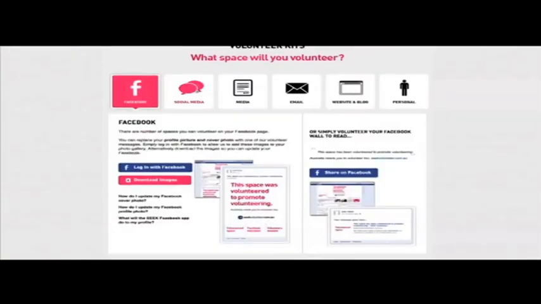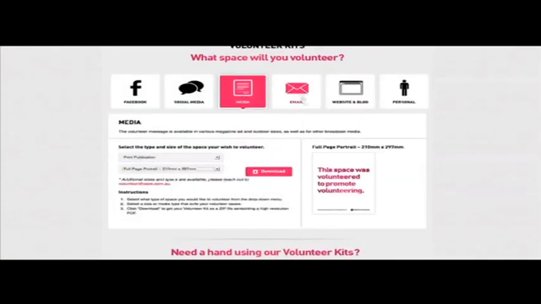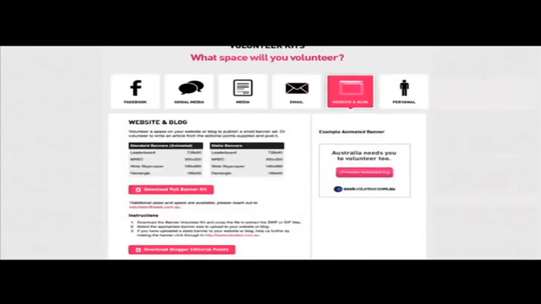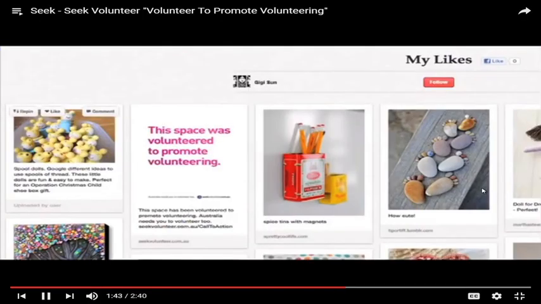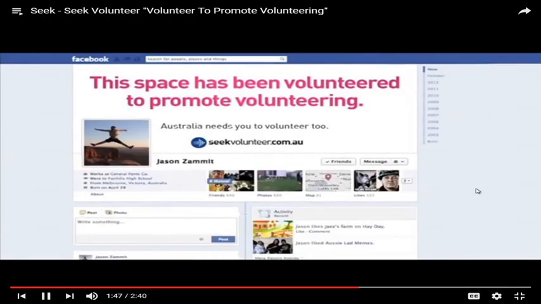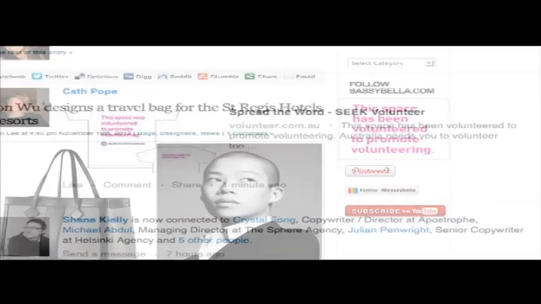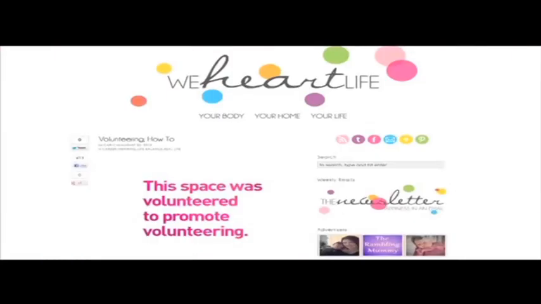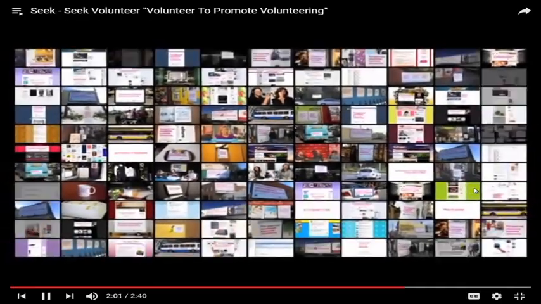Then the idea went up a gear, as people volunteered their online spaces via a digital kit that gave everyone access to the campaign in every format. Thousands came together in support, volunteering their personal spaces as media space, from simply changing their profile pictures to offering up their blogs, websites, tweets, right down to their email signatures. Every single modern communication channel became our messaging system.